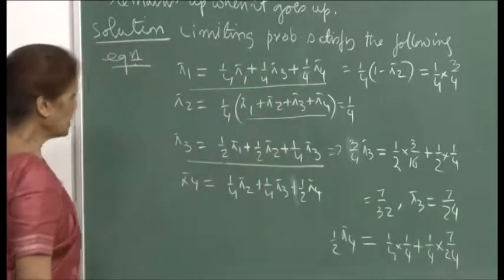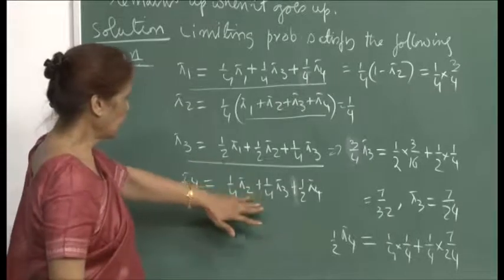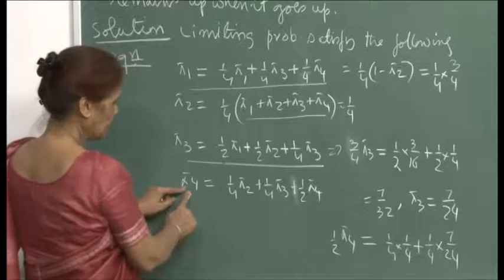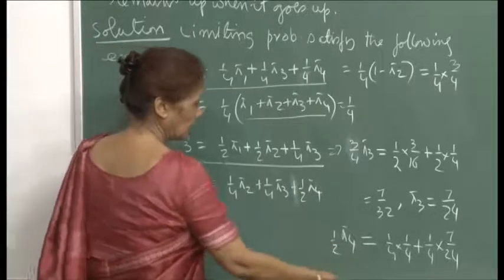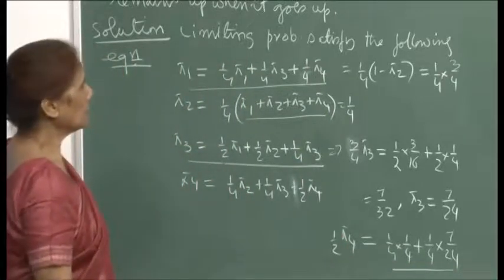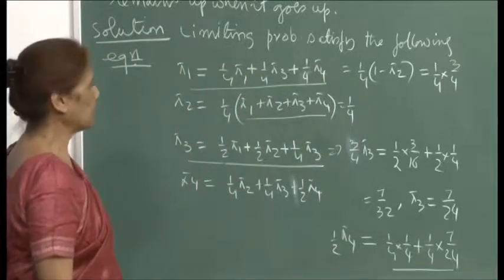Okay. And then once you have pi 2, pi 3, and pi 4 on this side, when you bring it, it will be half pi 4. And so, again substituting for pi 2 and pi 3, you get these values, and so you get pi 4. So, this was quick work, right?